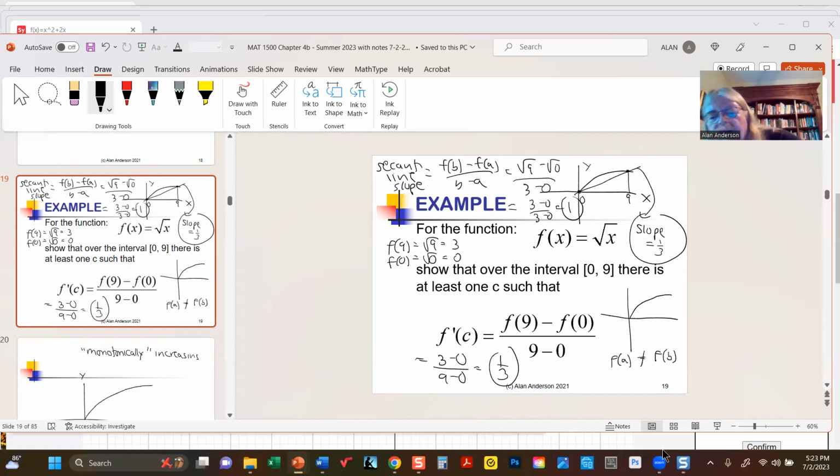so the slope would be 9 minus 0. Oh no, I know what I did wrong. Sorry, this is not 3, it's 9. Right there, I goofed. Okay. And that's actually 1/3.